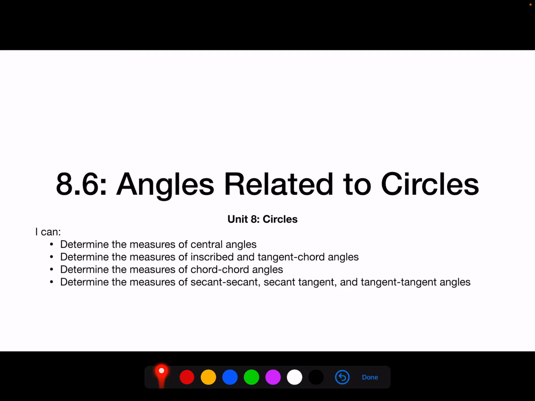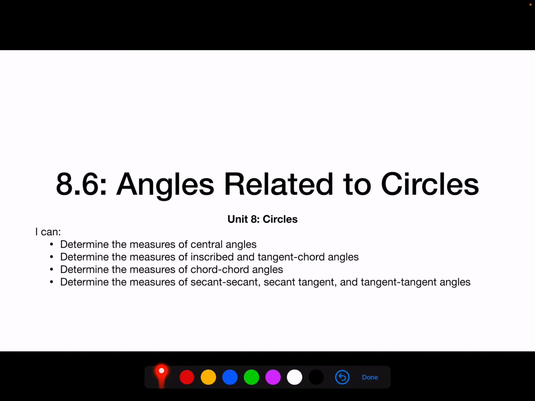So I can determine the measures of inscribed and tangent chord angles, the measure of chord angles, and the measure of secant tangent, and tangent angles. So lots of different angles that we're going to be working with today. But the main thing that we're going to be wondering each time whenever we get to a problem is where is our angle in relation to our circle?